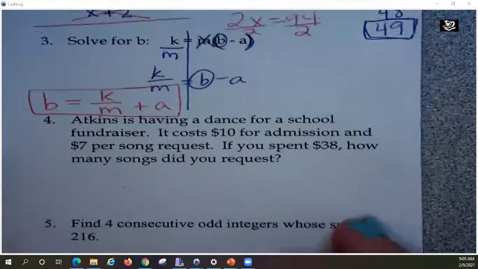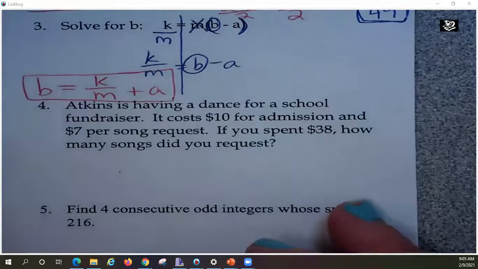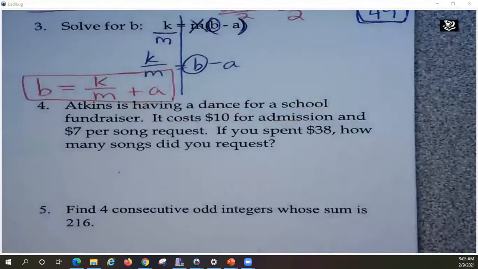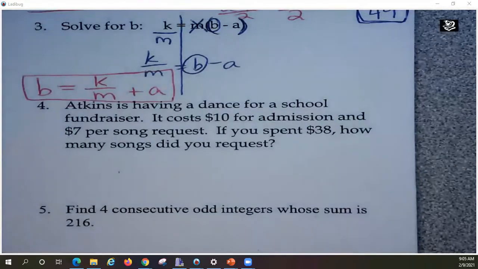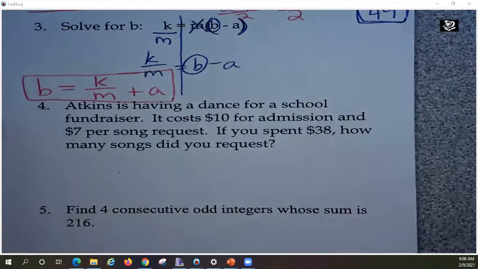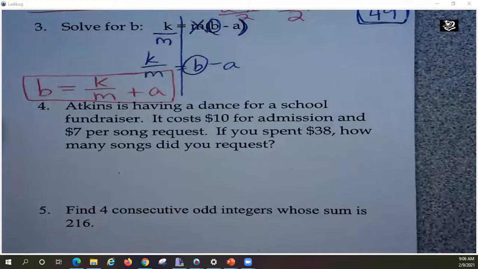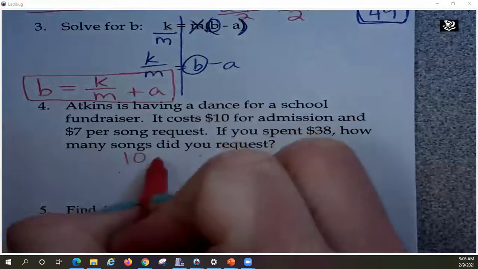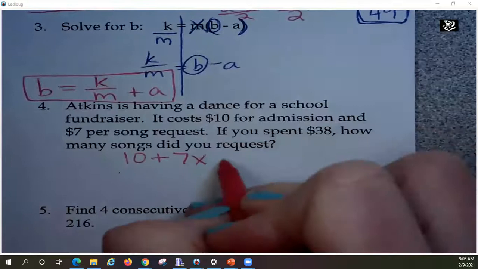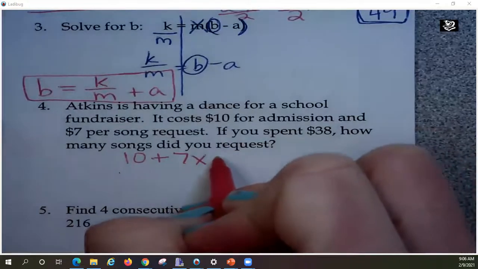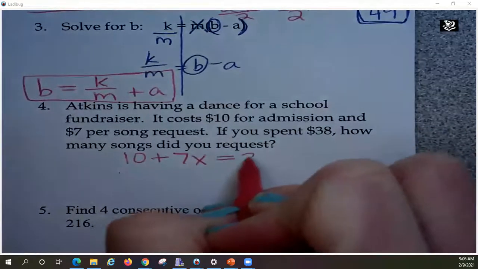Number 4, Adkins is having a dance for a school fundraiser. It costs $10 for admission and $7 per song request. If you spent $38, how many songs did you request? Liam, help me set this one up. What do you think I would make for my equation? So I'm going to put plus equals 38, right?